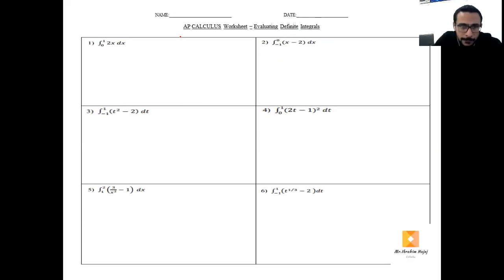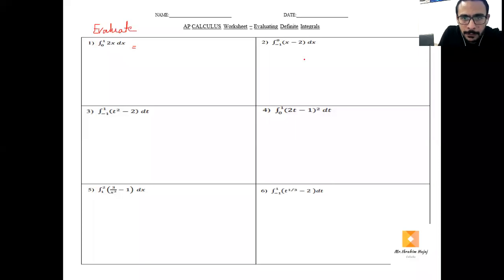It's not 9. From 0 to 1, all of it can be evaluated in the regular way: integrate and then evaluate. I'll send you this worksheet, guys, on WhatsApp.